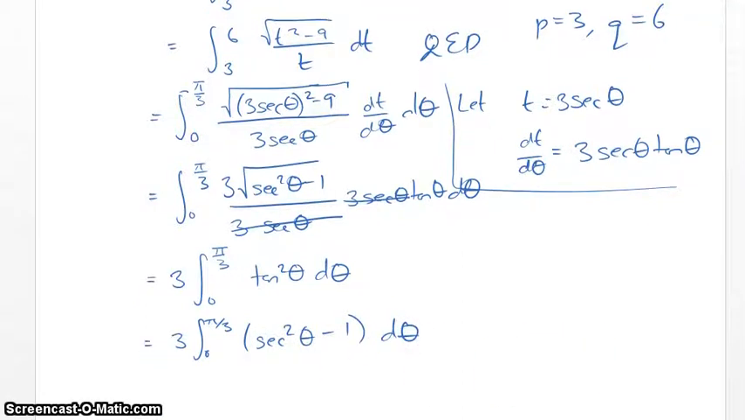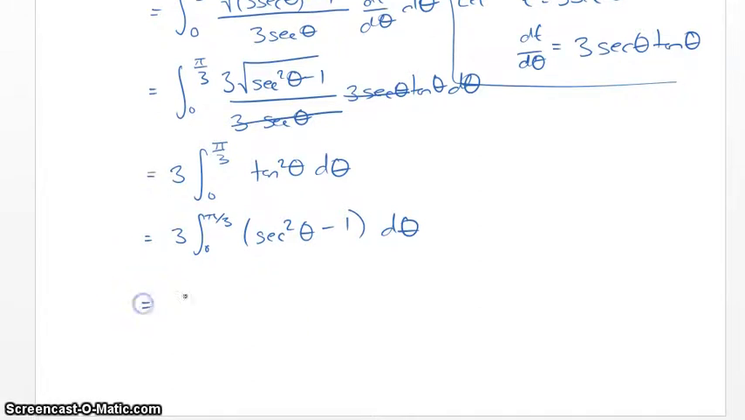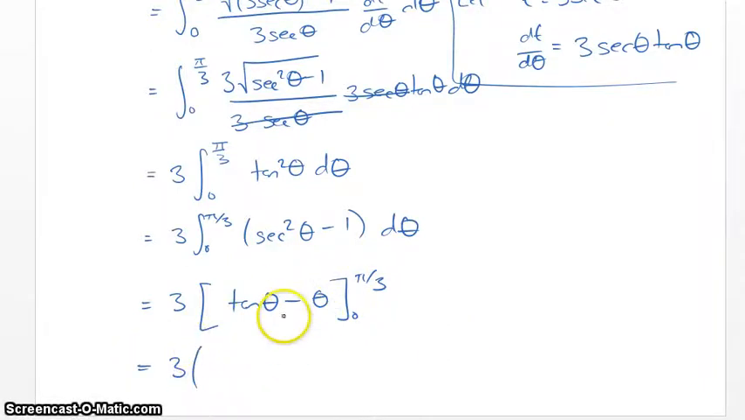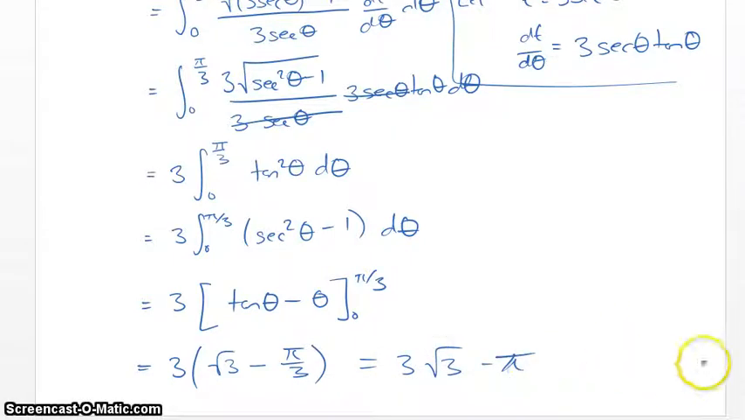And so, what do we get? 3 times secant squared integrates to be tangent, 1 integrates to be theta, between 0 and pi divided by 3. And that gives us the final answer. Substituting 0, both these terms will be 0, so we just get 3 times tangent of pi upon 3, which is root 3, minus pi upon 3. Or expressed alternatively, 3 root 3 minus pi.